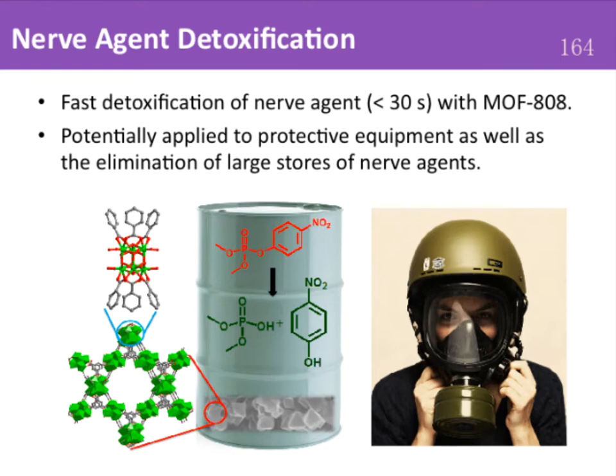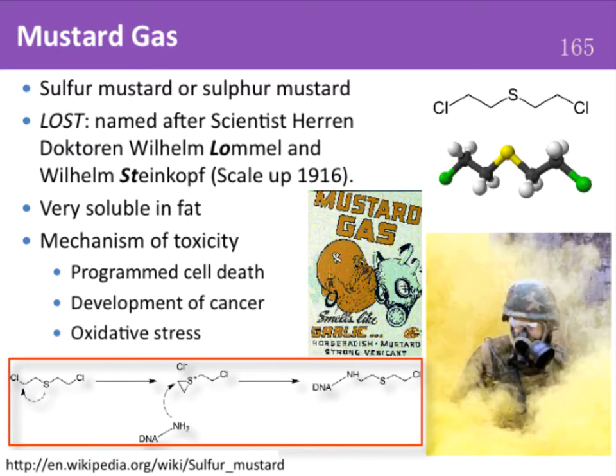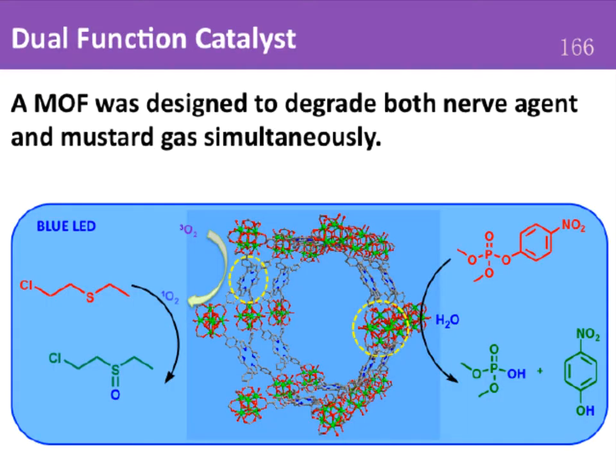This is another chemical weapon, mustard gas. We can also use our materials to decompose mustard gas. There is another structure we found that can actually decompose both mustard gas and nerve agent at the same time, within minutes. We're still improving it, trying to decompose both within seconds. So that's just the structure of the MOF it shows.